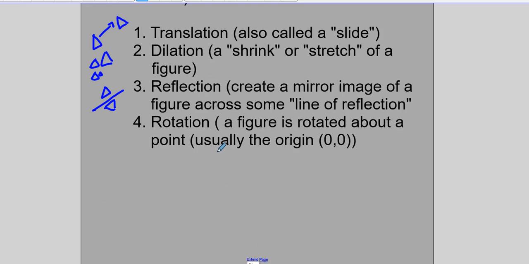A figure is rotated about a point. Usually the origin is 0, 0. But in this case, we're actually going to rotate it around any point with a compass and protractor. But if I had to do it, say, algebraically, usually it's around the point 0, 0. Okay?